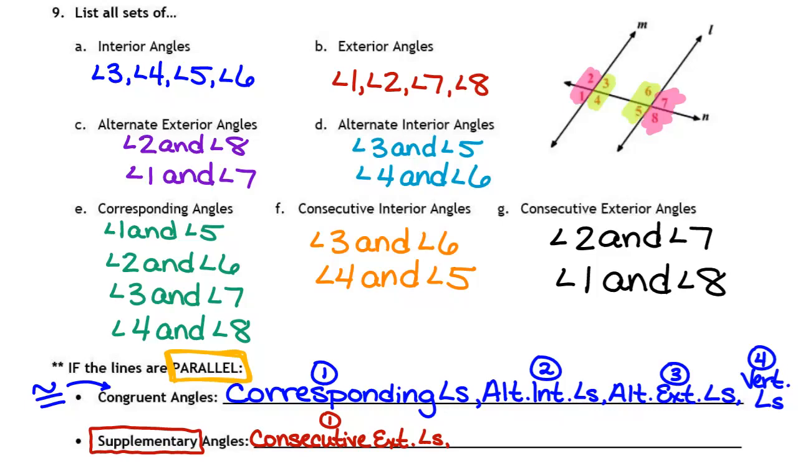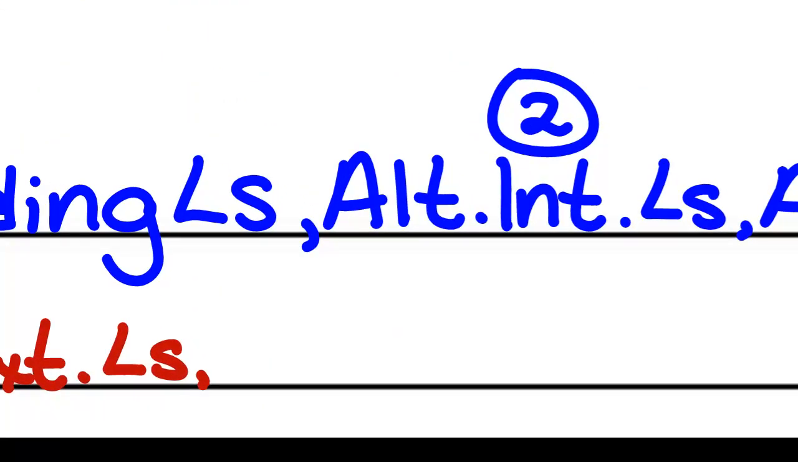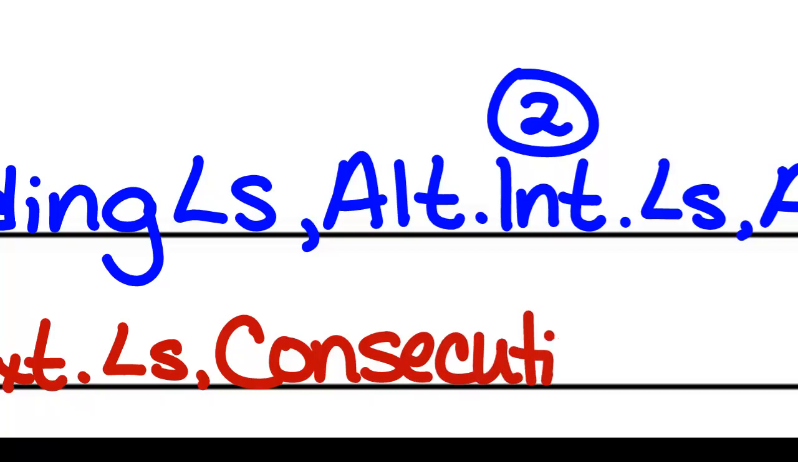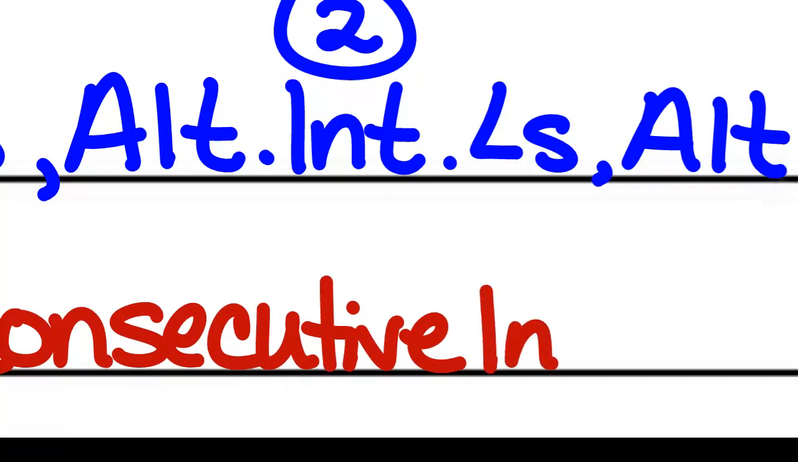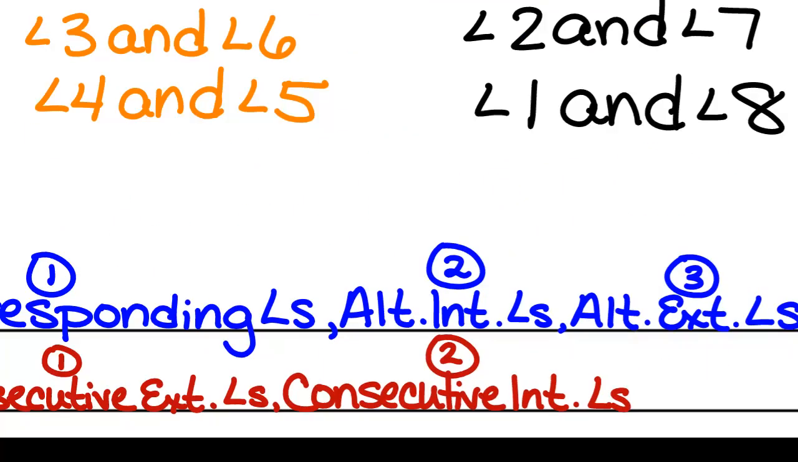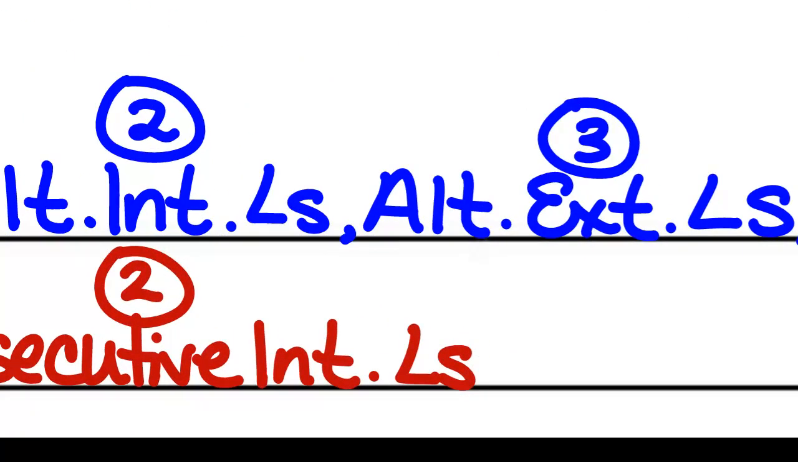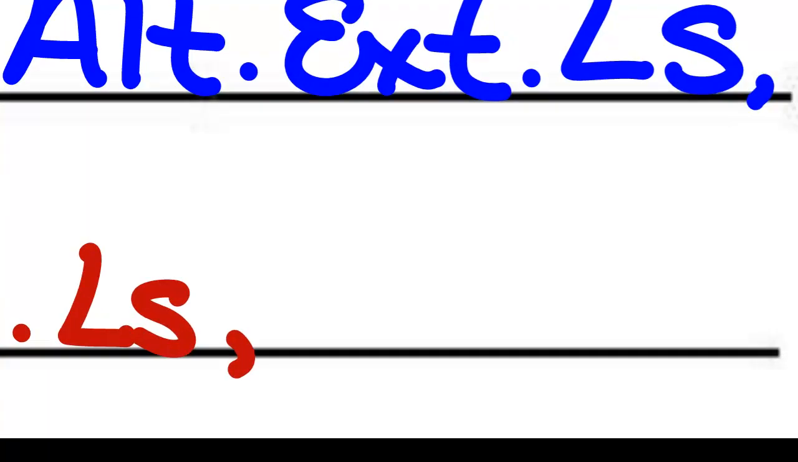I want another type of angle pair that would be supplementary. Consecutive interior angles. So we have consecutive interior, consecutive exterior, and there's one other that I can think of that we learned about before all of this. We learned about it at the same time as vertical angles. Linear pair.